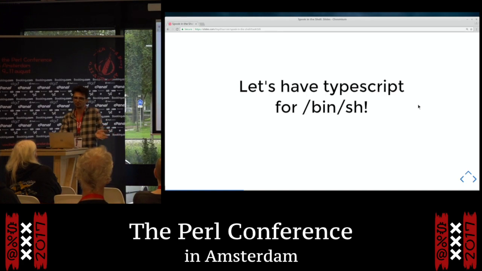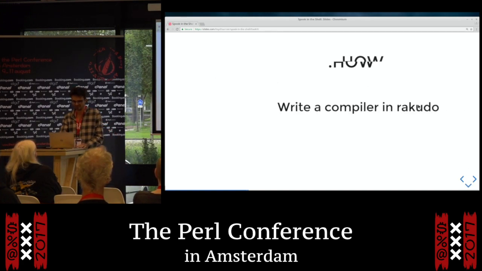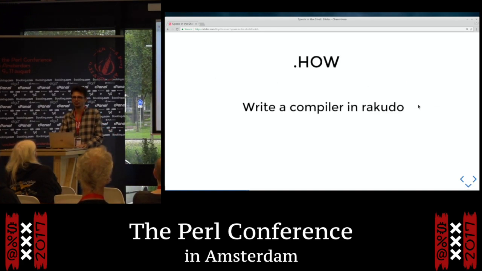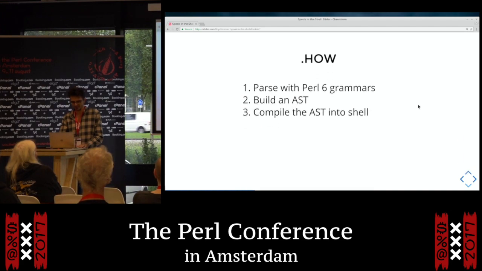It's basically TypeScript for bin/sh. How? You write a compiler in Rakudo. You parse the language with Perl 6 grammars. You build up an abstract syntax tree, and you compile the abstract syntax tree into shell. The first two bits are what Perl 6 does, Rakudo does already. Just the last bit changes.